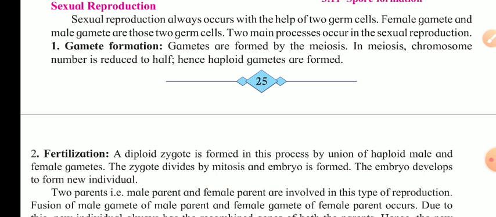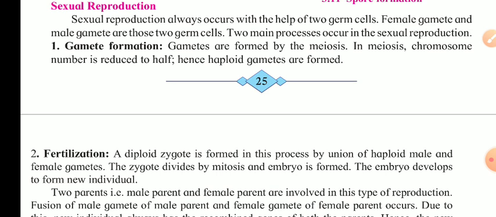Today we are going to talk about sexual reproduction. And in that, today we are going to see the sexual reproduction in plants. So first we will discuss what exactly sexual reproduction is. When we talk about sexual reproduction, it always occurs with the help of two germ cells. Germ cells are nothing but the gametes formed by the two organisms.